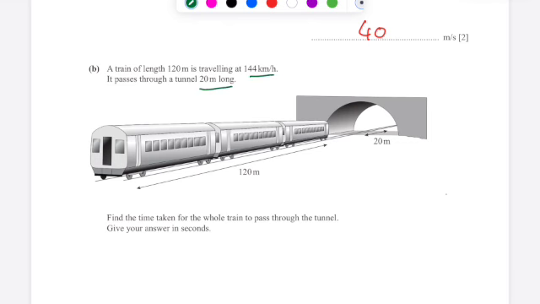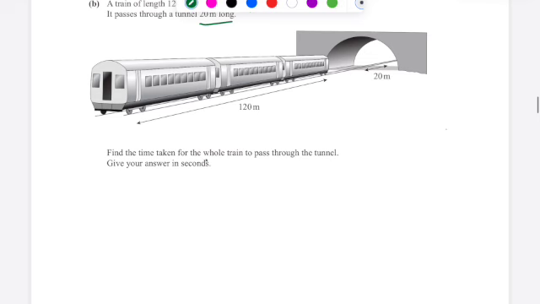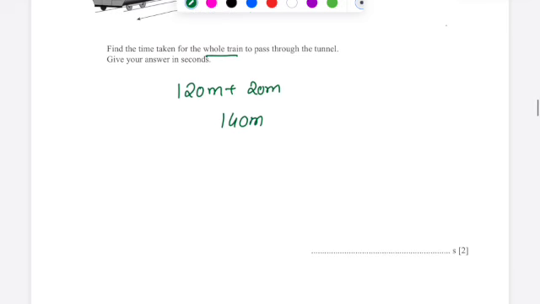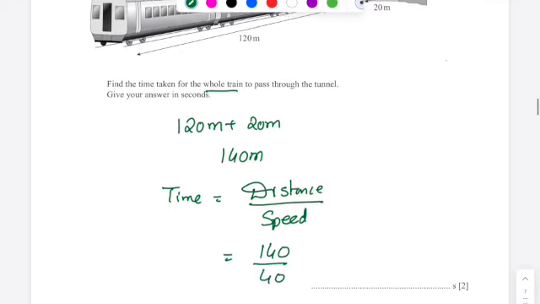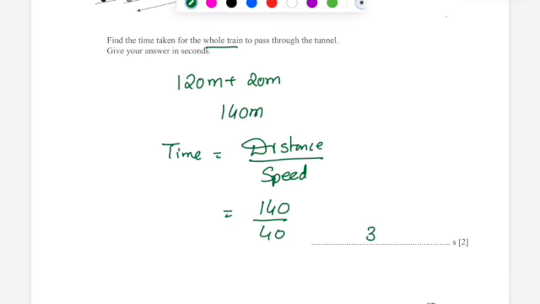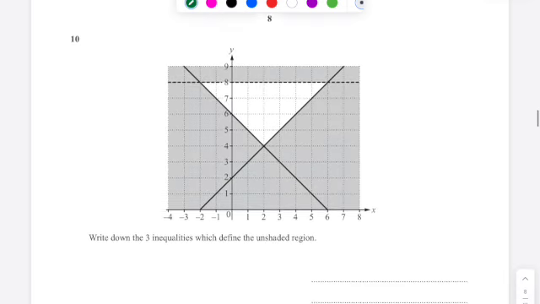A train of length 120 meters is traveling at 144 kilometers per hour. It passes through a tunnel of 20 meters long. Find the time taken for the whole train. So it is 120 meters plus 20 meters, totally 140 meters is the distance traveled. Time equals nothing but distance by speed. So distance is 140 divided by speed 40, which we just got. So it's going to be 3.5 seconds.